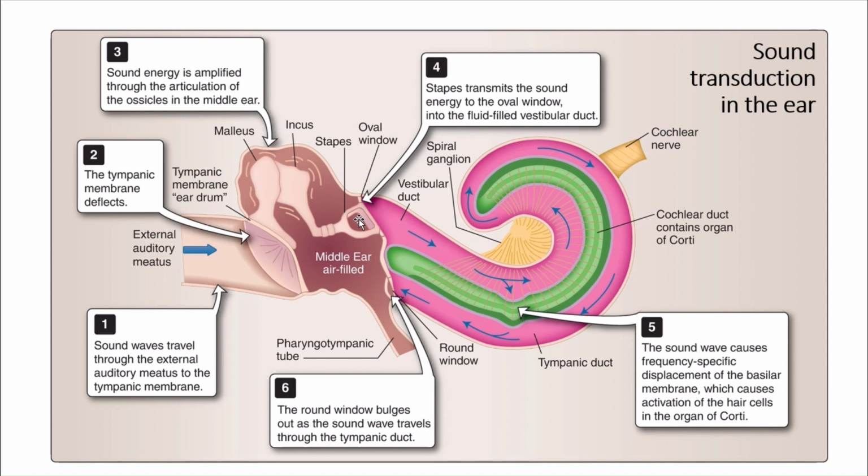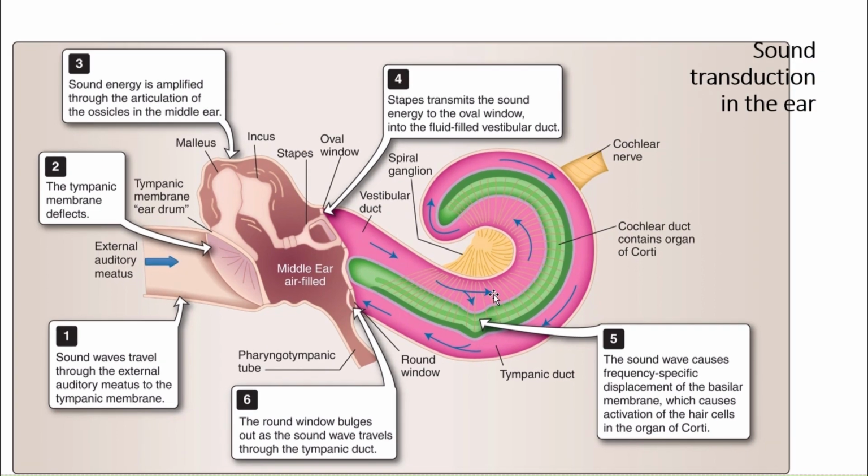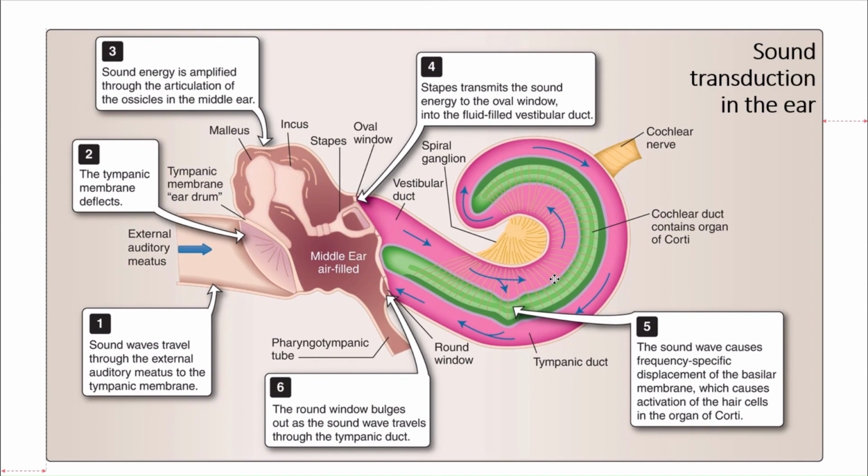Now when the sound comes, the stapes pushes in, and when it pushes in, it moves the fluid, so it increases the pressure here in the vestibular duct. As the pressure increases in the vestibular duct, depending on the frequency of the sound, the cochlear duct also moves, and that will also cause changes in the movement of fluid in the tympanic duct, because they are connected.